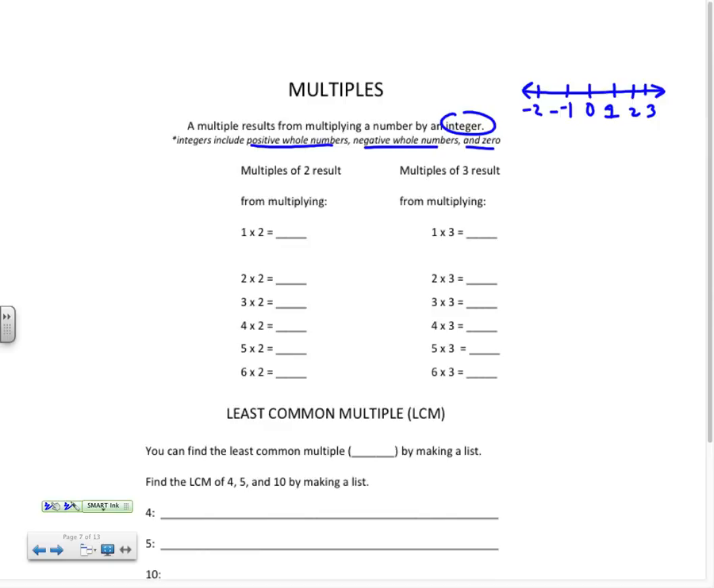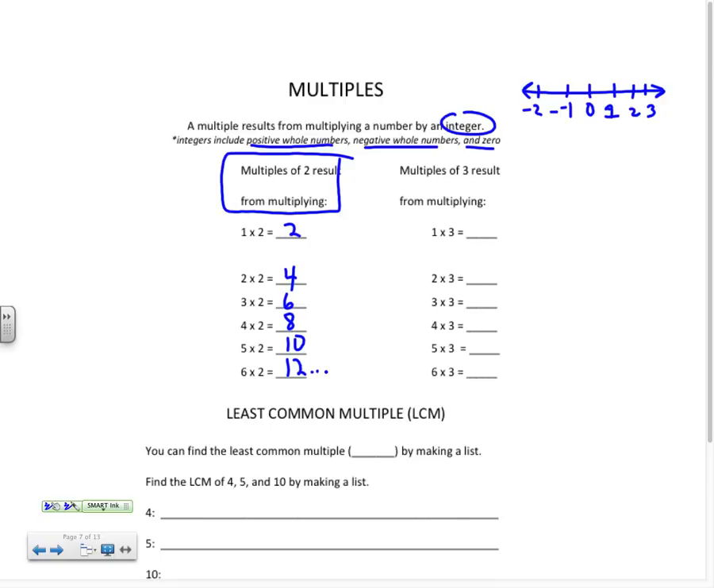So if I want to find multiples of 2, the multiples of 2 result from multiplying 1 times 2, which is 2, 2 times 2, which is 4, 3 times 2, 6, 4 times 2, 8, 5 times 2, 10, and 6 times 2, 12. This list would go on and on and on infinitely. So it's like skip counting: 2, 4, 6, 8, 10, 12, and so on.